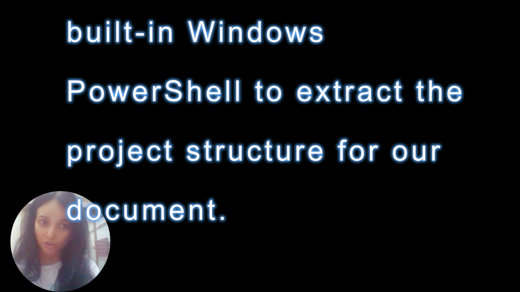Now your second phase is offline code parsing with PowerShell. Let's auto-generate our process map without using AI, because XAML files are just structured XML text documents. We can use built-in Windows PowerShell to extract the project structure for our document. To map out how workflows call each other, run this simple command to search for all Invoke Workflow File activities. Instantly, PowerShell spits out a clean list of every XAML file dependency. You can copy this straight into a document to build your parent-child architecture tree.